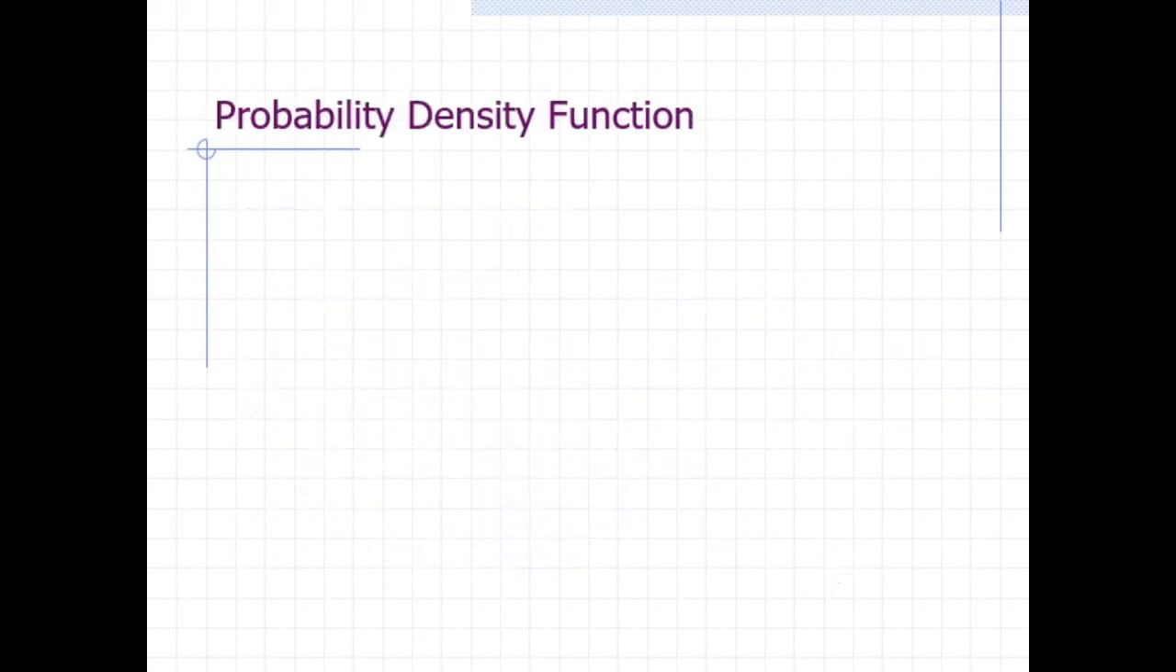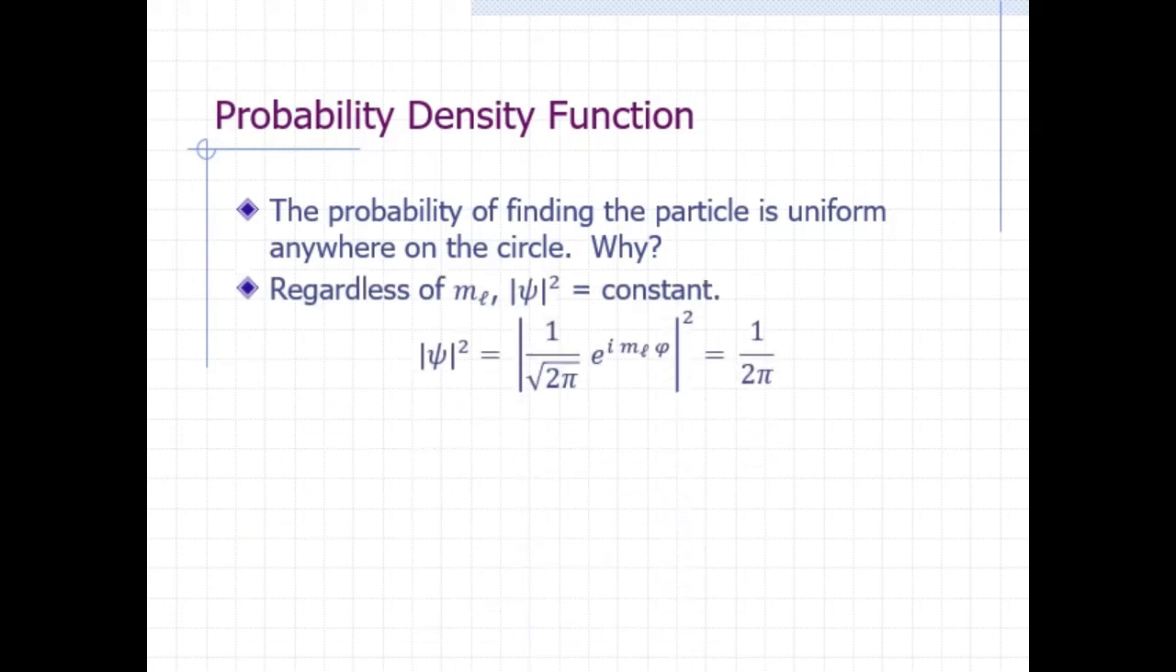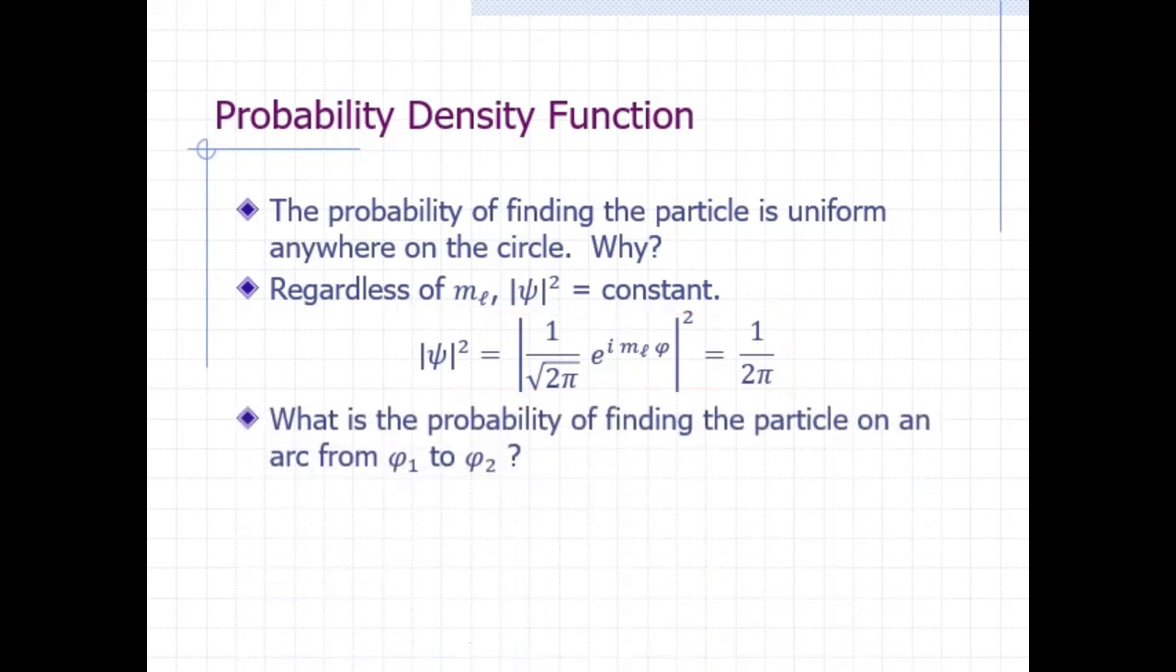What do the wave functions tell us about the probability of finding the particle on the circle? If we work it out, we find that all locations on the circle are equally probable. Here's how. Regardless of the quantum number m sub L, we can show that the probability density function is independent of location. It should be easy to show that the square of the absolute value of psi is equal to 1 over 2 pi. So what would be the probability of finding the particle within an arc from phi 1 to phi 2? Intuition tells us that if the probability density is uniform, we can just take the ratio of the length of the arc to the circumference of the circle.